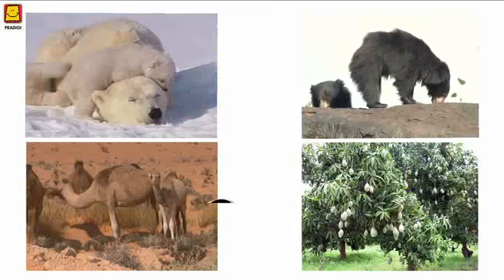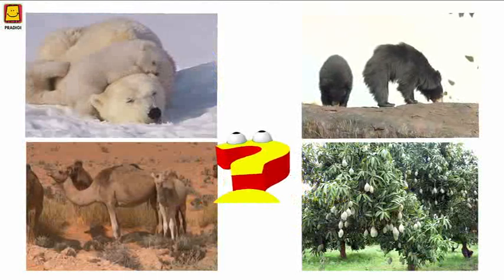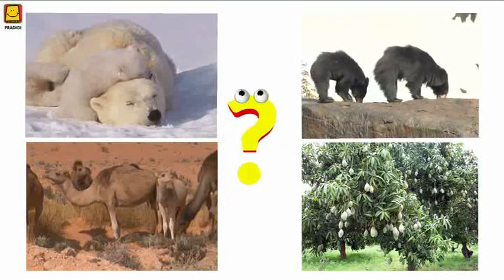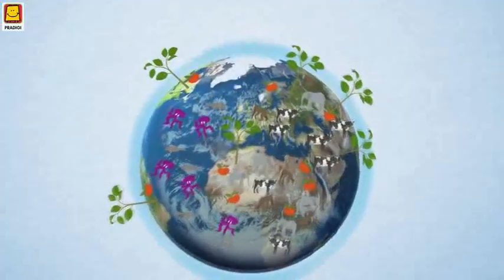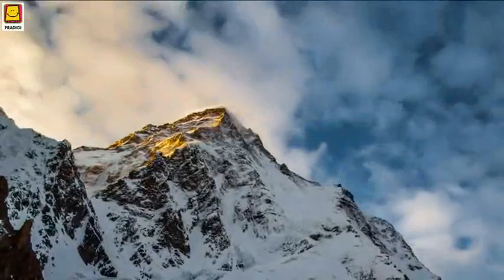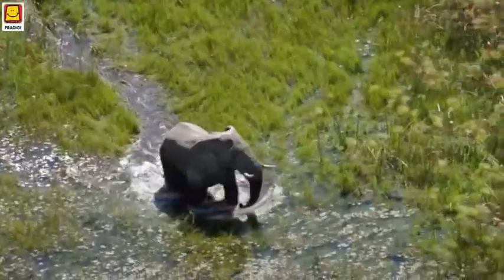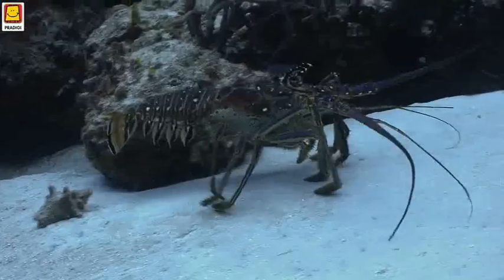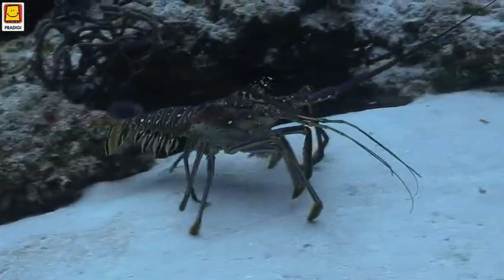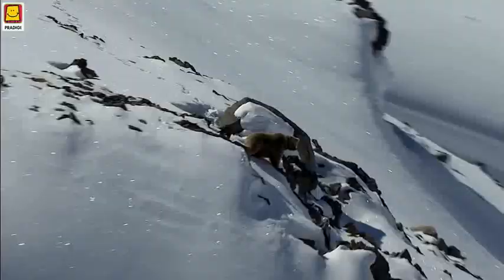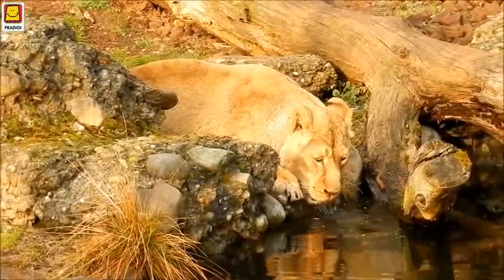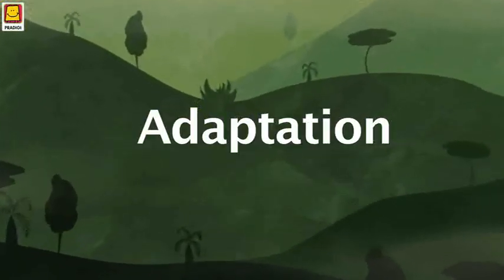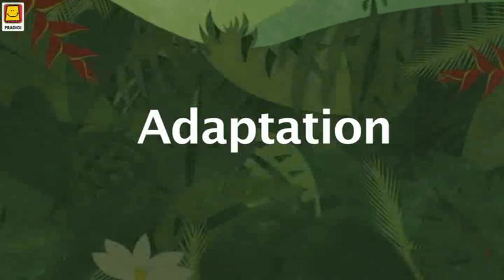There's one answer to all these questions. It's as if all the animals have changed themselves to suit their habitats. But how does this process of changing oneself to suit one's environment work? This takes place through a process called adaptation. Different environments, different organisms that stay there, and different ways in which these organisms adapt themselves. Today, we will talk about this phenomenon, adaptation.